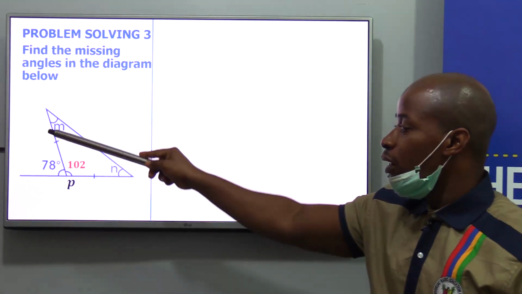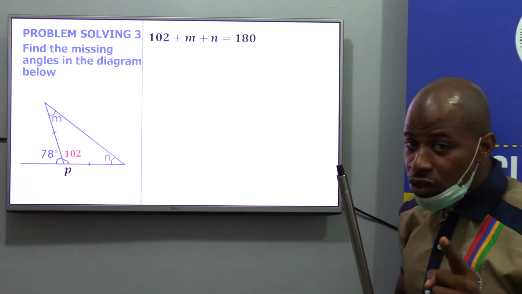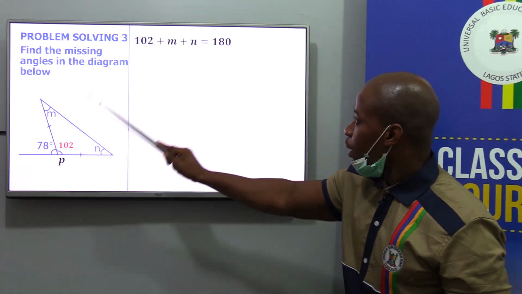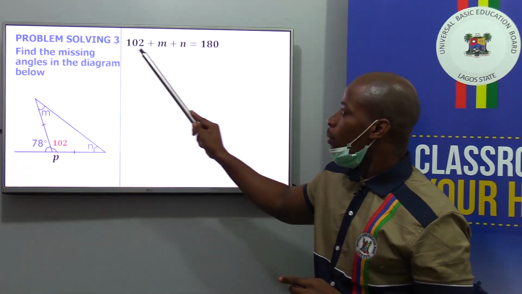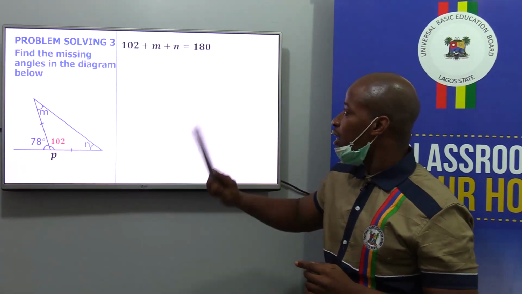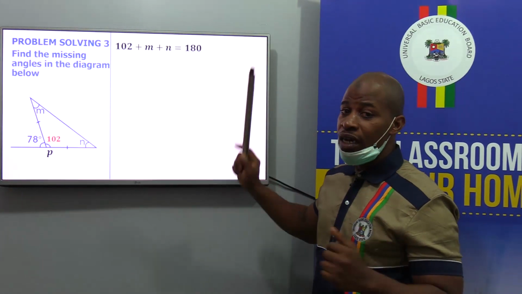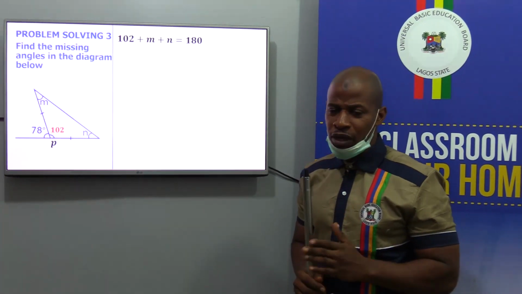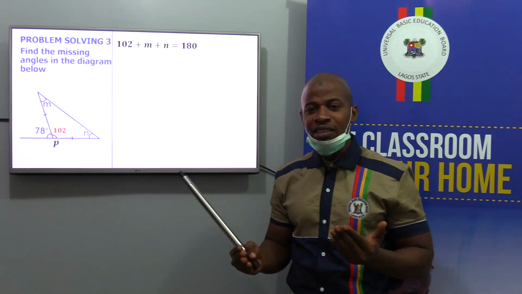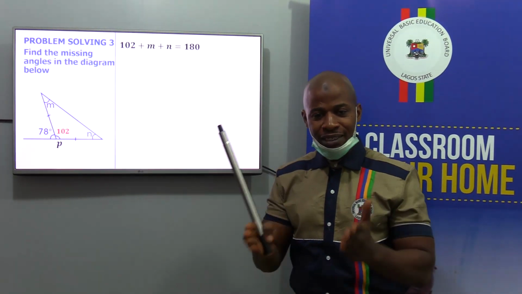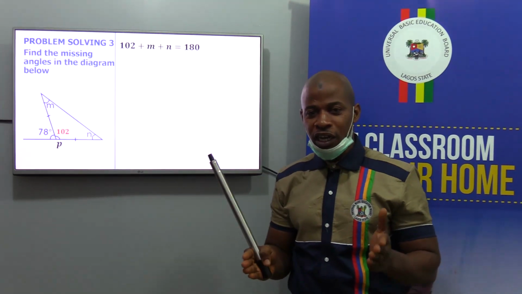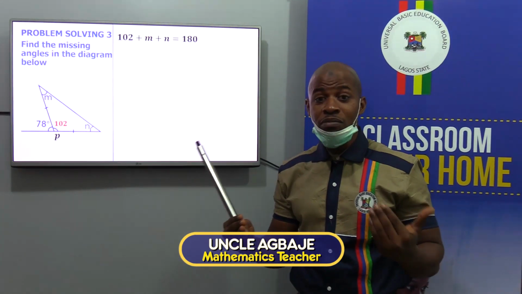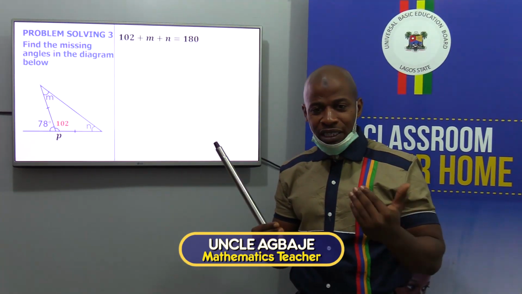And if I add the three of them together, I will get what? 180 degrees. So I will do just that. 102, this one, plus M, the other angle, plus N, the third angle. Everything together must give me 180 degrees. Now, this is still looking formidable, but you should not be afraid. The whole process of solving mathematics is moving forward. Get to the next step. And if you get to a point where you can't proceed, look deeper into the question and see if there is something you're missing. Always take a step back.